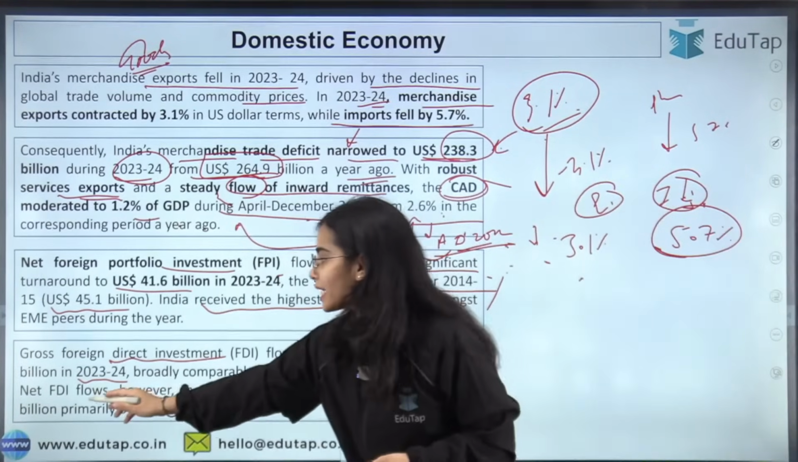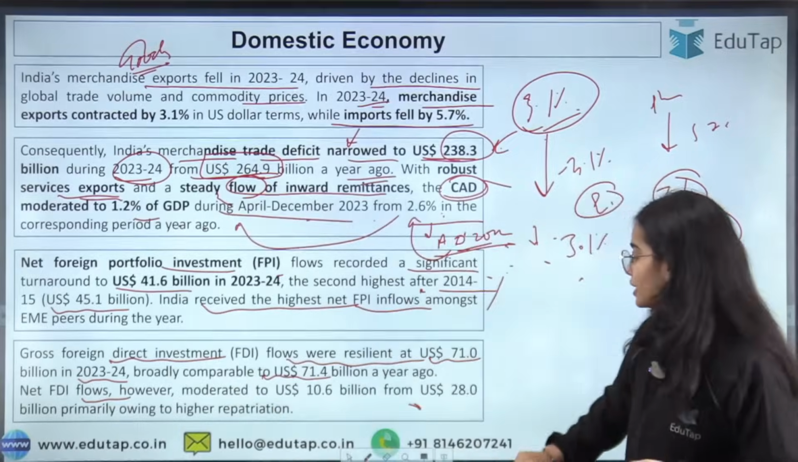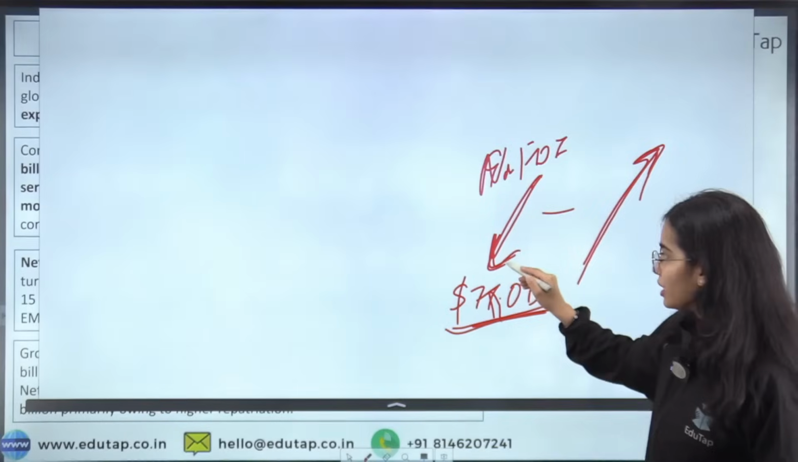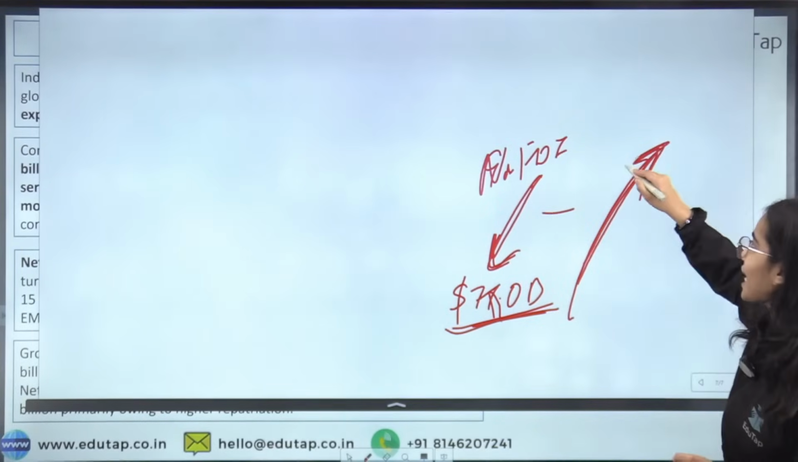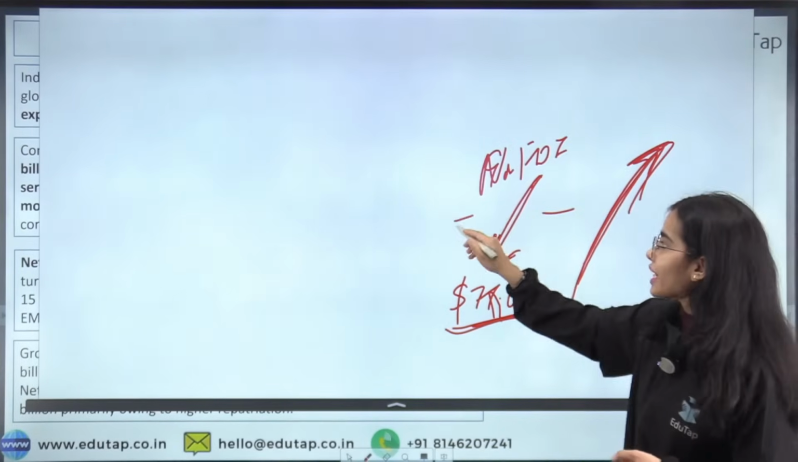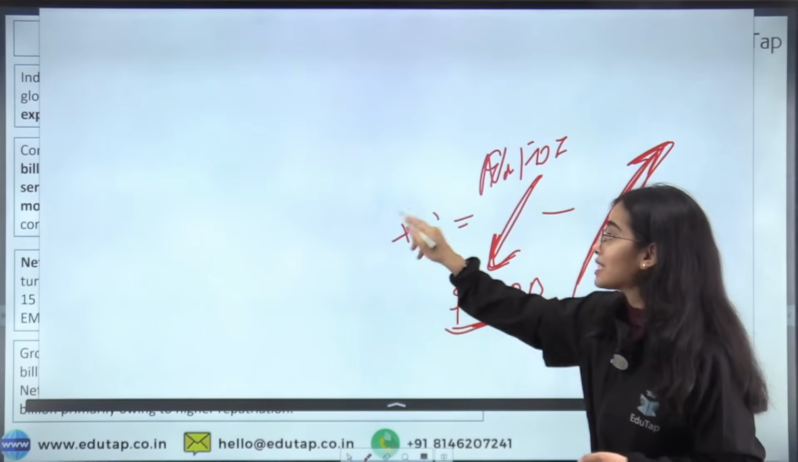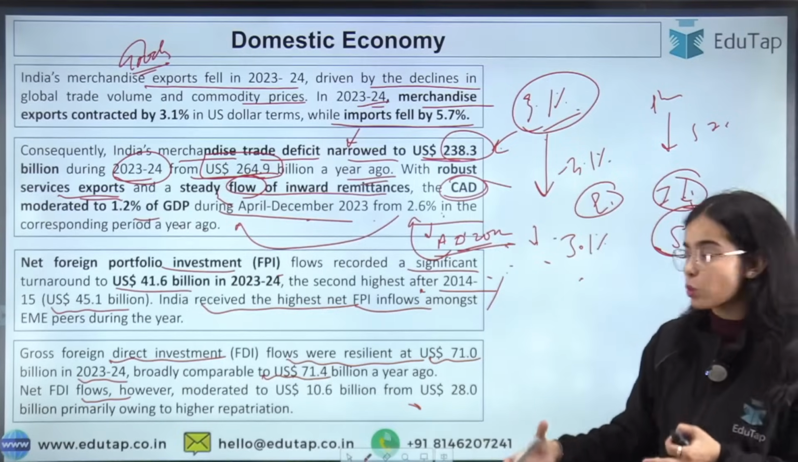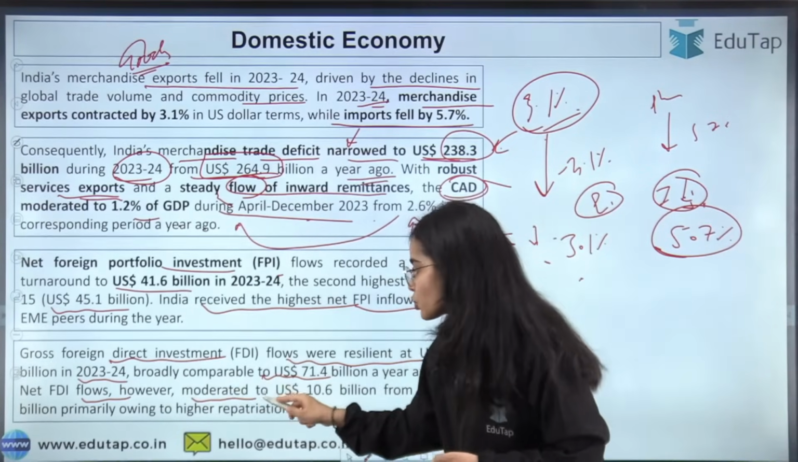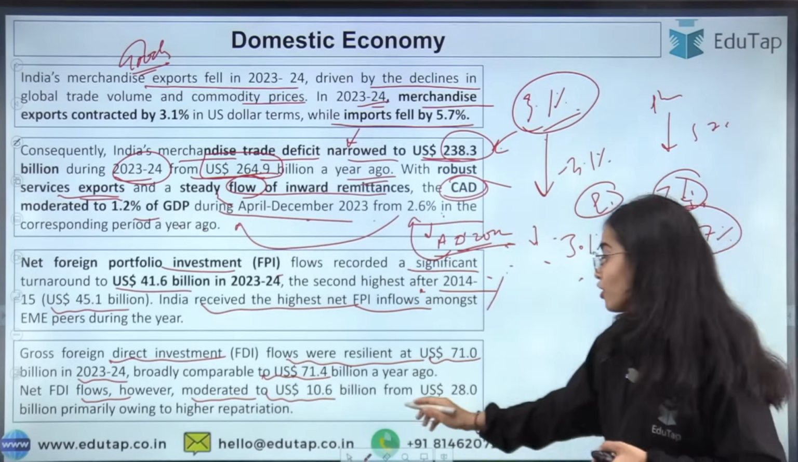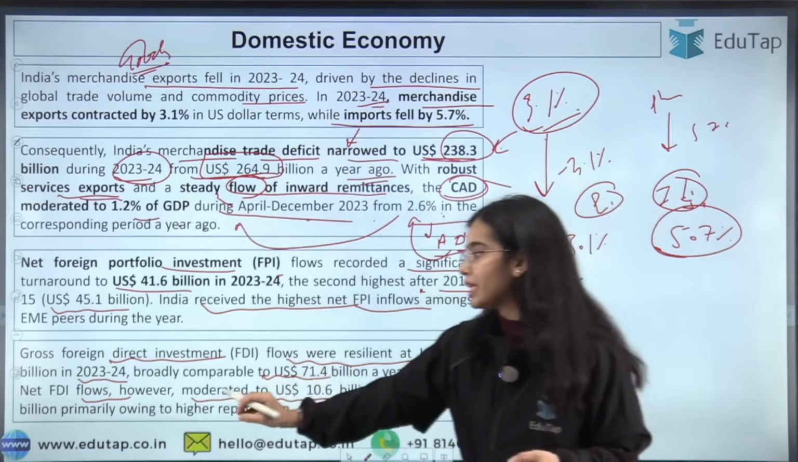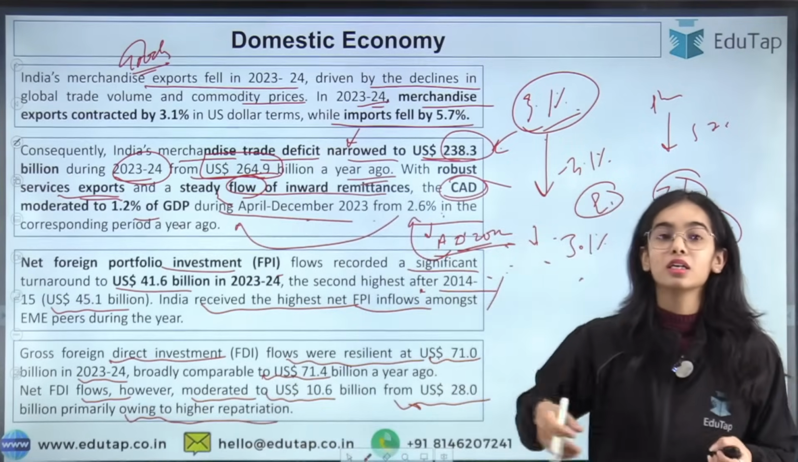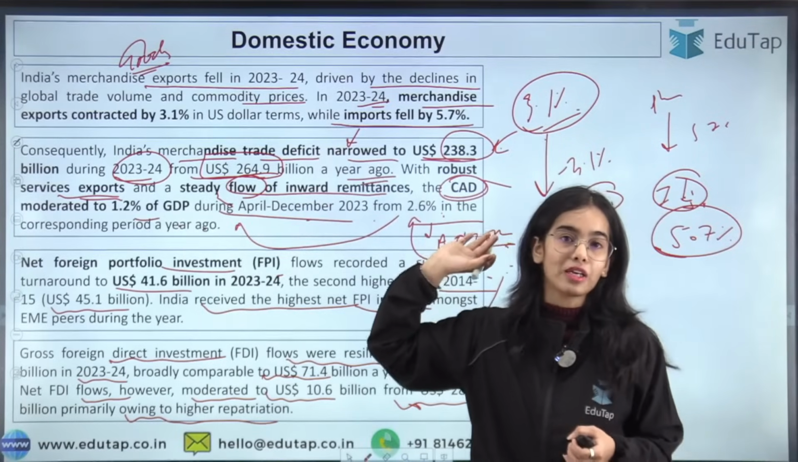So the net FDI flows, as I have told you, there is the FDI that has come in, but there is huge FDI that has gone out. Due to this, net FDI is still positive, but it is lower than the previous year. Net FDI flows moderated, decreasing to US dollar 10.6 billion from US dollar 28 billion, primarily owing to the higher investment that we have done in other countries.